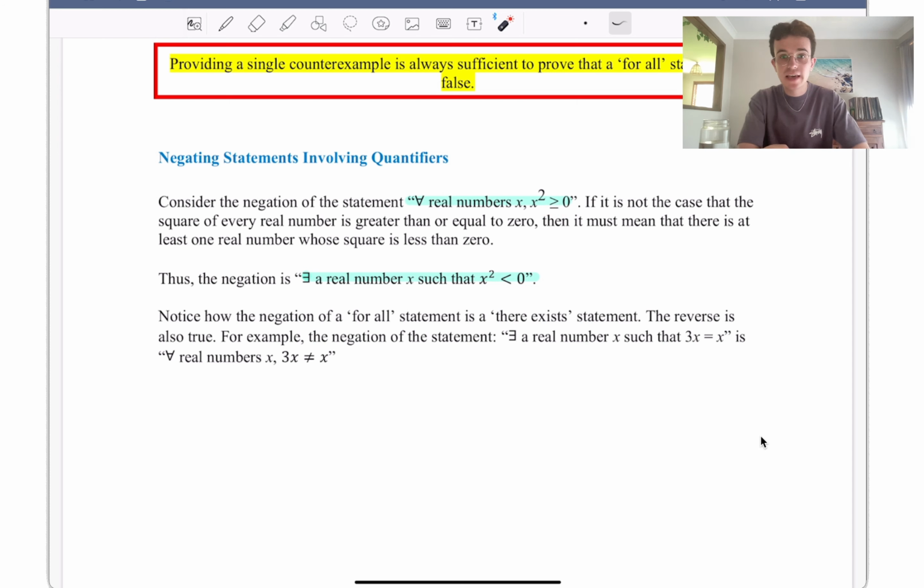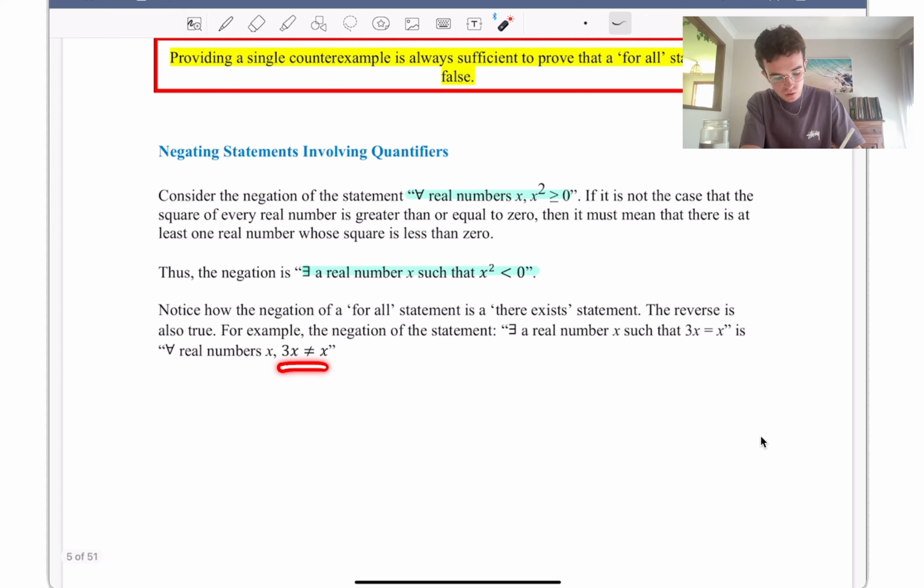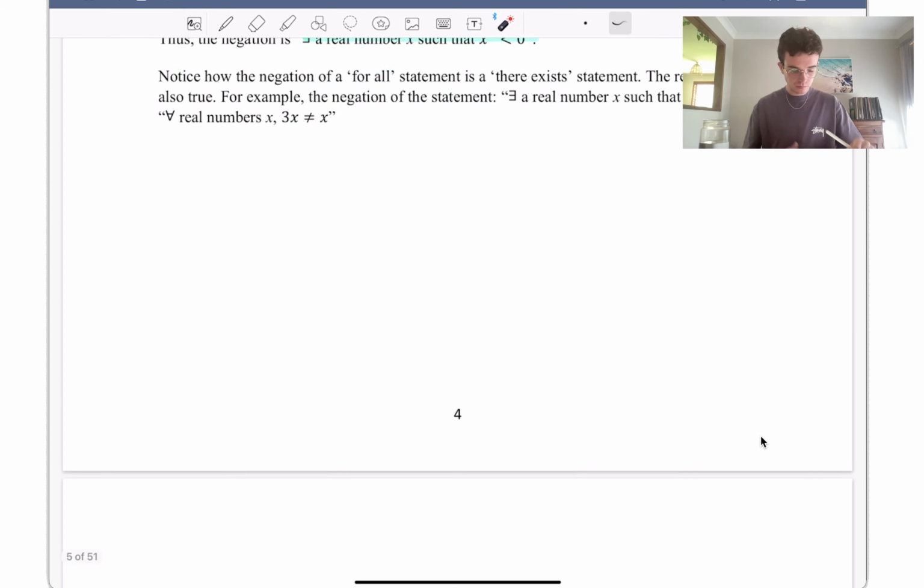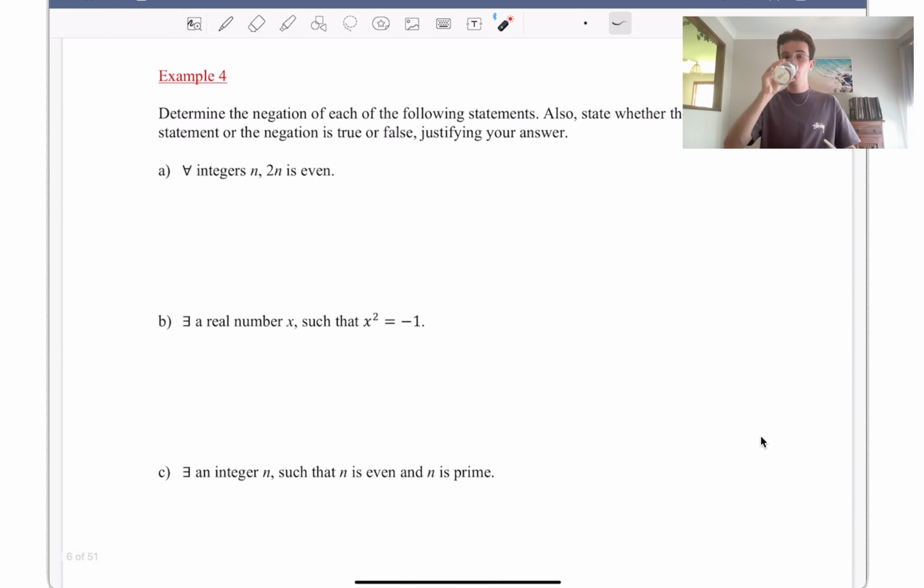So notice how the negation of for all is there exists. The reverse is also true. So for example, the negation of the statement there exists a real number x such that 3x is equal to x is for all real numbers x, so this there exists has become a for all, 3x is not equal to x, so we've taken the opposite of that equal sign.